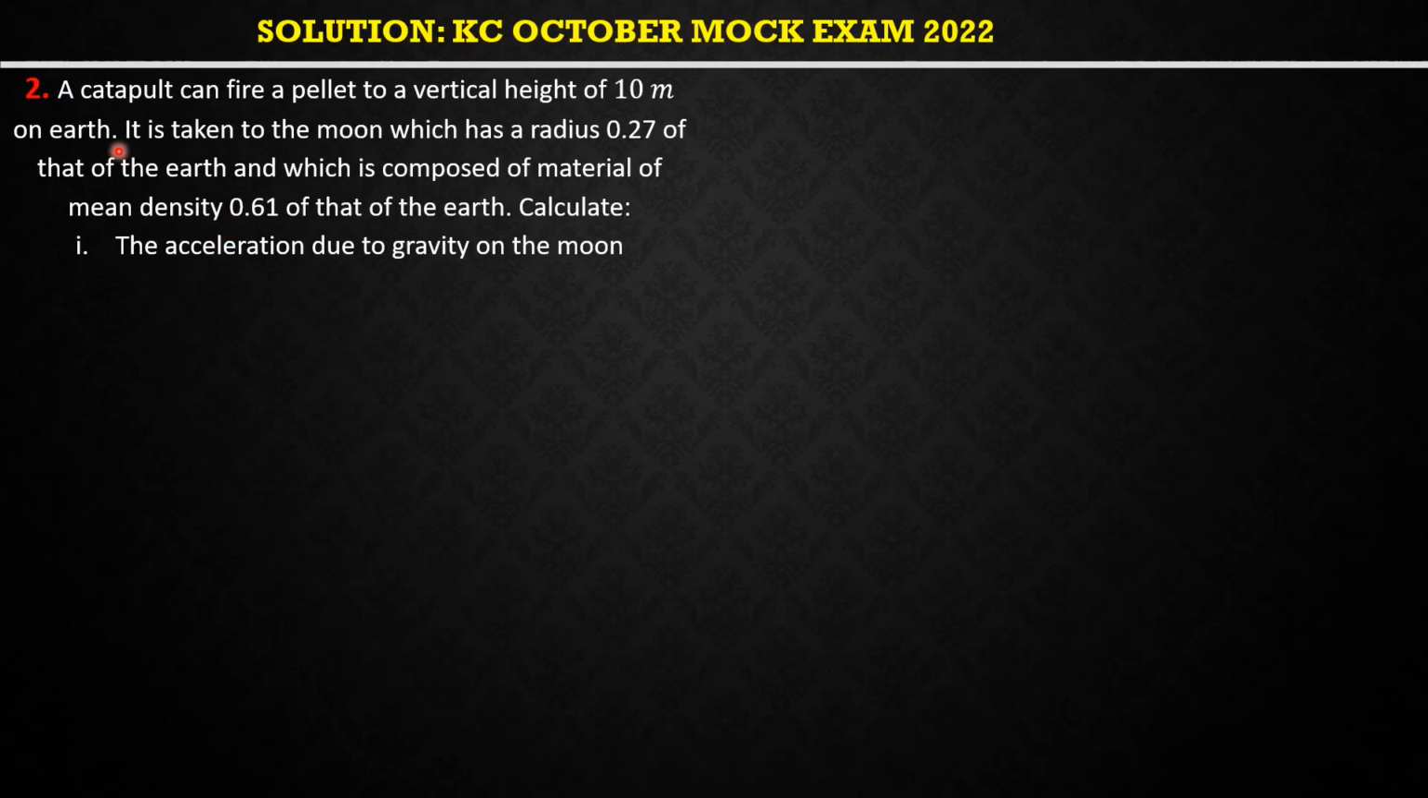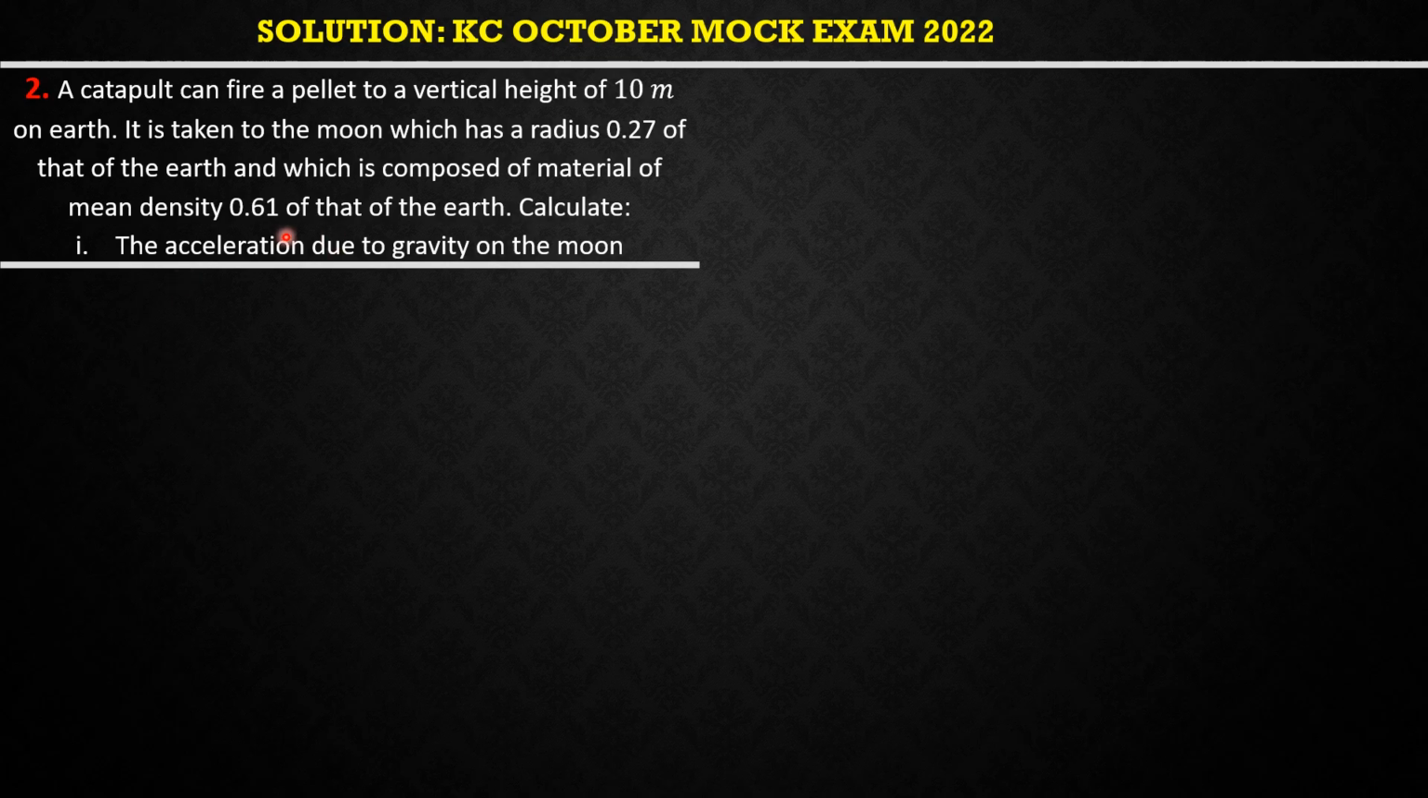Okay, so we have a catapult that can fire a pellet to a vertical height of 10 meters on Earth. It is taken to the moon, which has a radius of 0.27 of that of the Earth, and which is composed of material of mean density 0.61 of that of the Earth. Calculate the acceleration due to gravity on the moon.